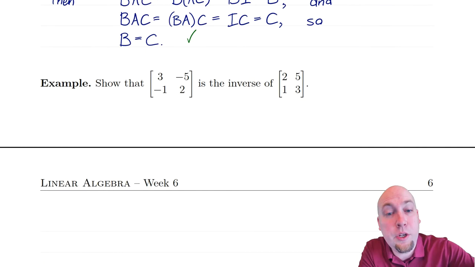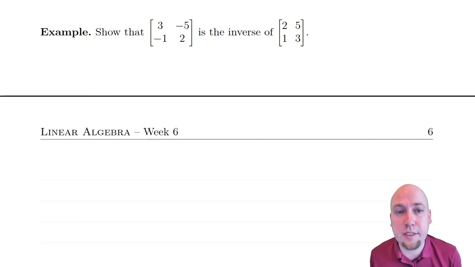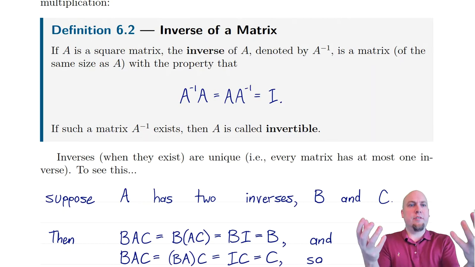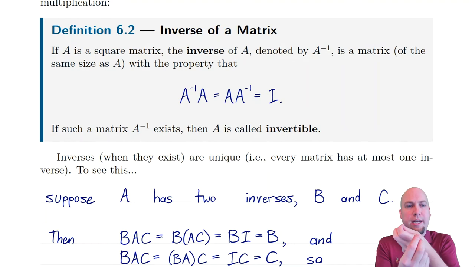Okay, how could we verify that two matrices are inverses of each other? Well, you just go back to the definition. If I give you two matrices and ask you, are these inverses of each other? Just check if this property holds. Multiply them together both ways and check if you get the identity matrix no matter which way you multiply them together. So let's do a quick example here.